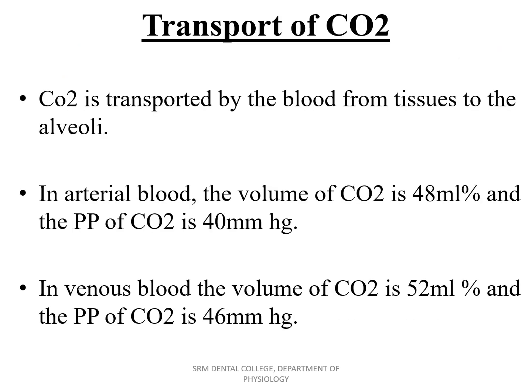So the transport of carbon dioxide, so it is going to be transported from the blood to the tissue to the alveoli. So in arterial blood, the volume of carbon dioxide is 48 ml% and the partial pressure of carbon dioxide is 40 mmHg. In venous blood, the volume of carbon dioxide is 52 ml% and the partial pressure of carbon dioxide is 46 mmHg.